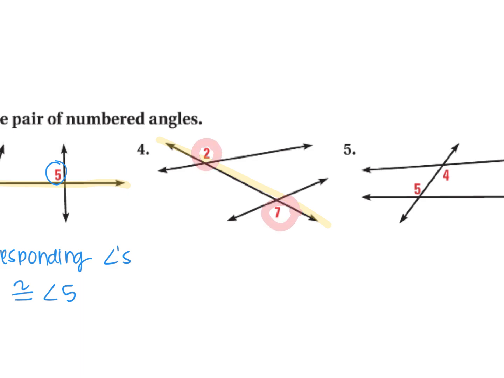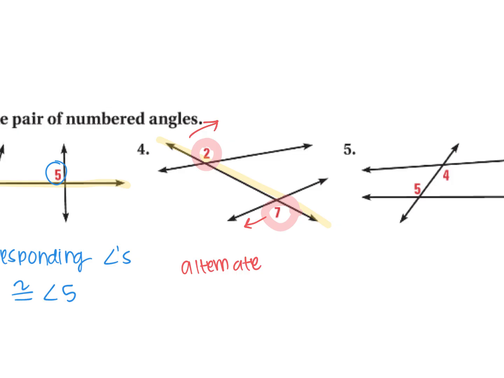And now looking at 2 and 7, I'm noticing right away that angle 2 is on the right side of this transversal that we highlighted. Angle 7 is on the left side. So this is already kind of a light bulb that we're going to be having an alternating relationship. We just have to decide if these are interior or exterior angles that we're looking at.